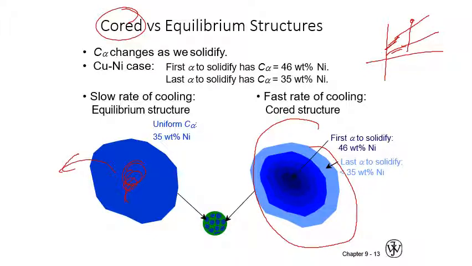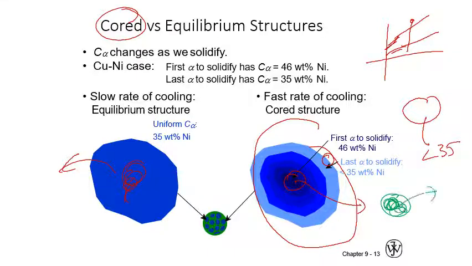For example, when we take some solid particle from the edges and examine it, we will see that the nickel composition is less than 35%, right? But when we look at the center of this alloy, we will see that the composition of nickel is 46%, right? But when we look at the edges, the composition of nickel is uniform, which is 35%.